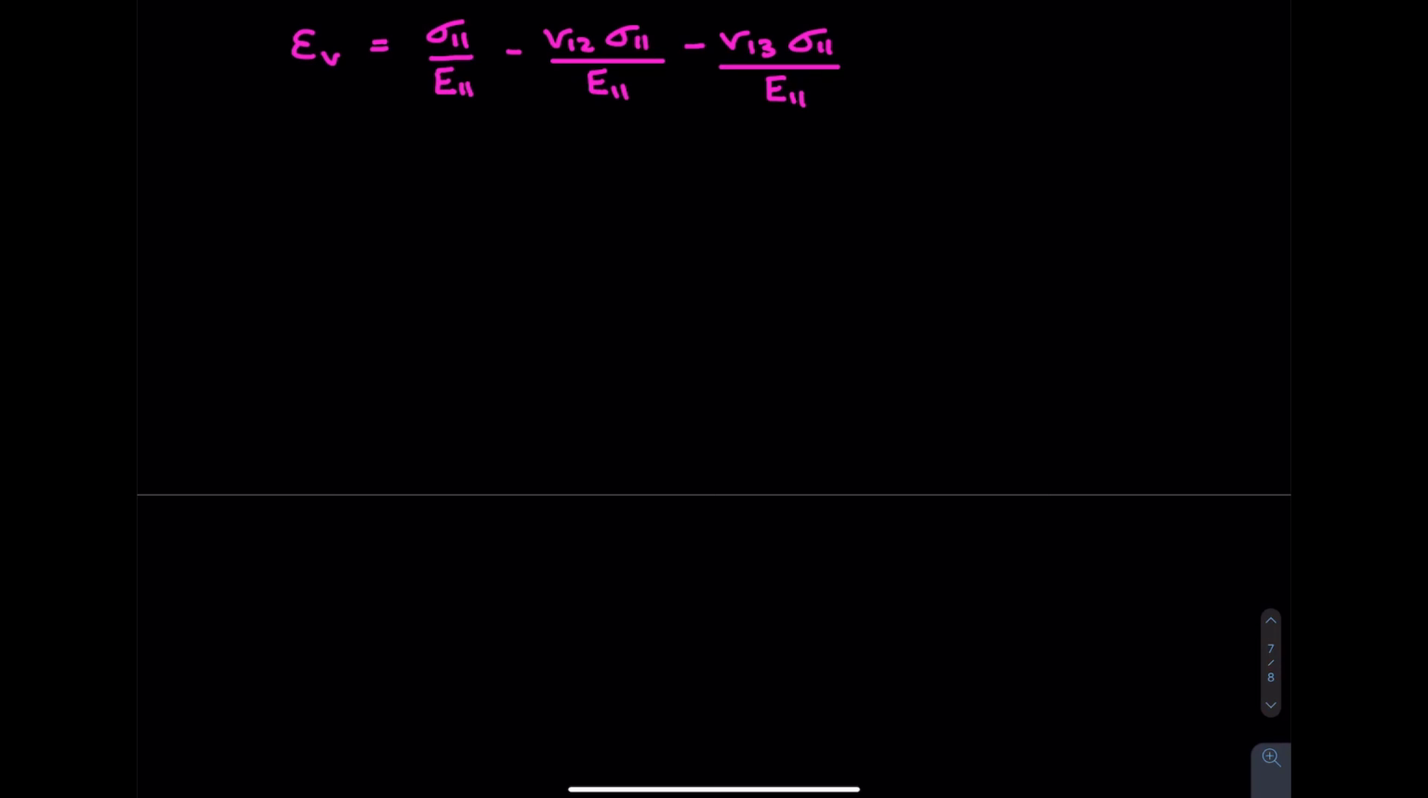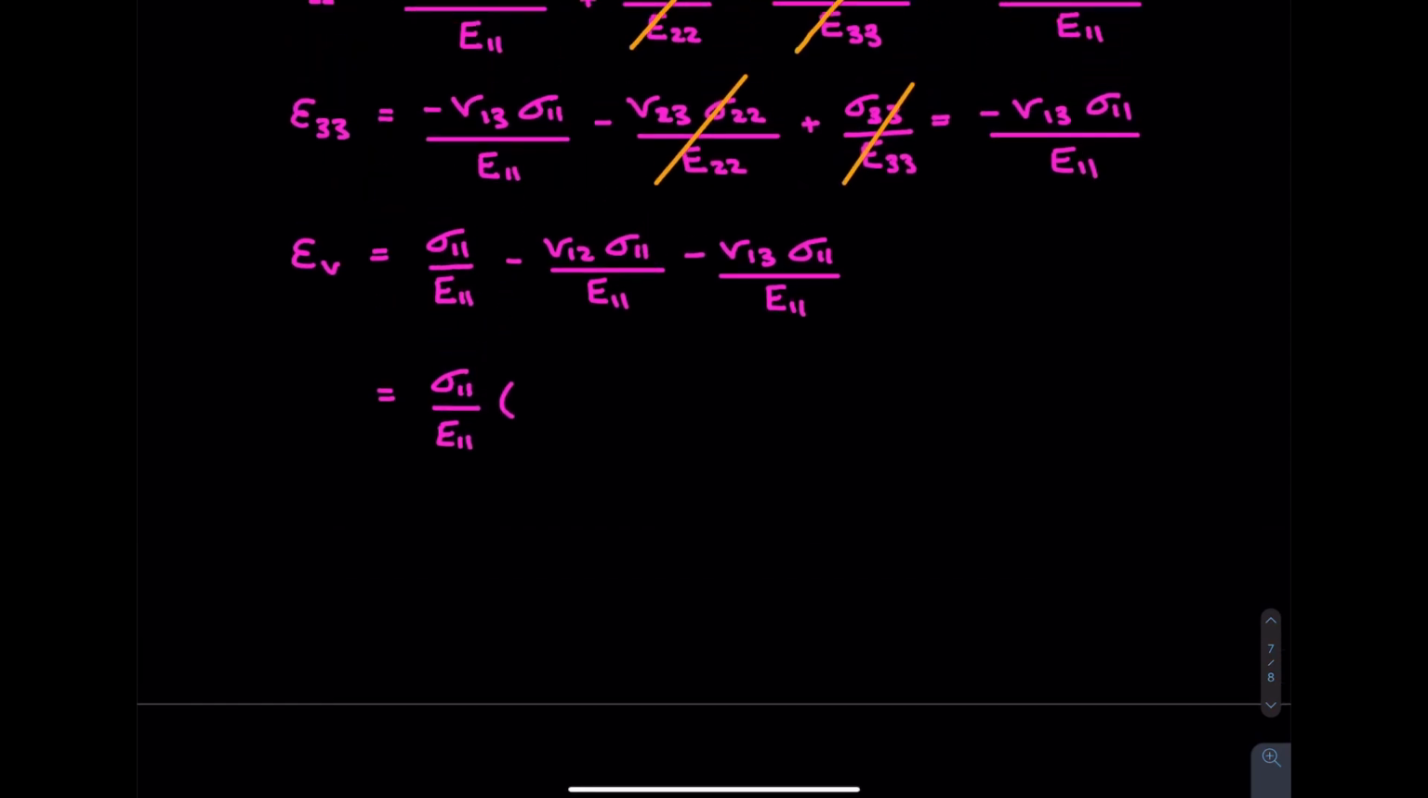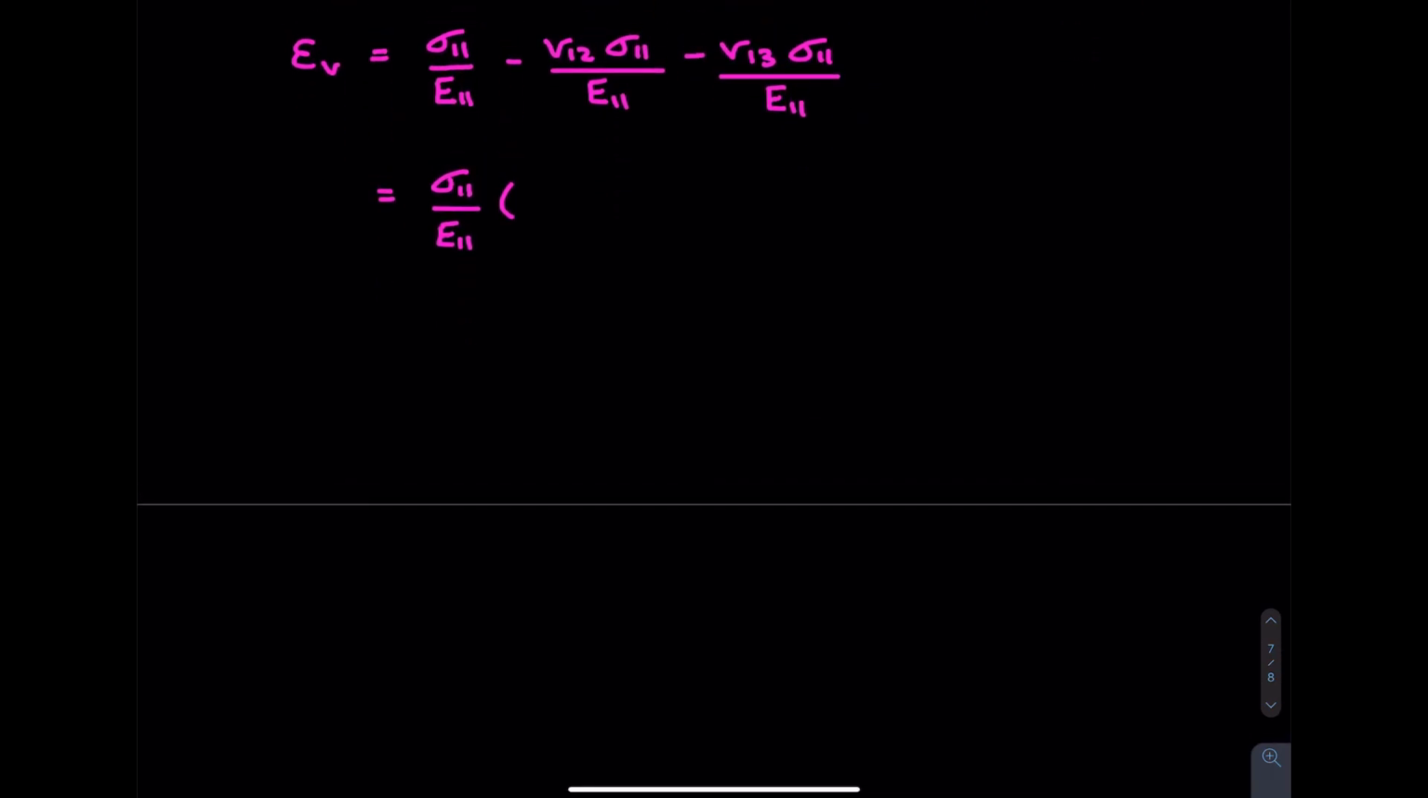So let's simplify this a little bit. All the terms have a sigma 1, and they all have an E 1. So I'm going to have sigma 1 divided by E 1. And when I factor that out from the three terms, I have 1 minus the Poisson's ratio 1 2, and then minus the Poisson's ratio 1 3 as my volumetric strain.